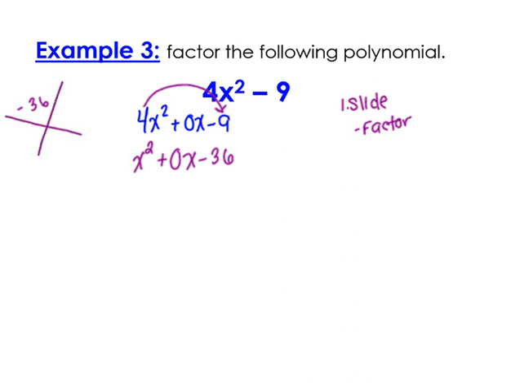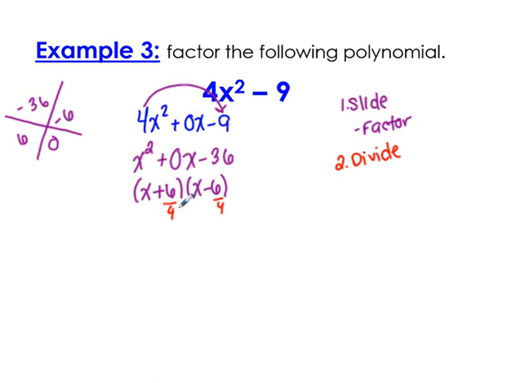So now I'm going to factor. What multiplies to give me negative 36 and adds to give me 0? Well, that's positive 6 and negative 6. So this becomes x plus 6, x minus 6. So that was just slide and factor. Next step is to divide. So I'm dividing by a, and a was 4.